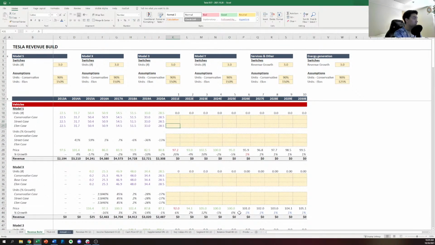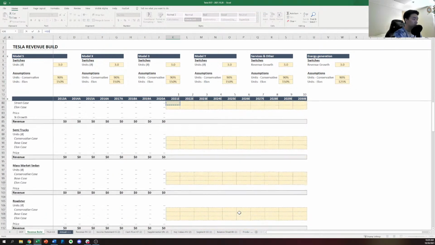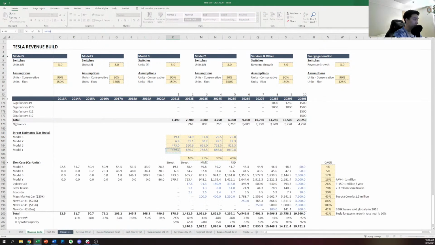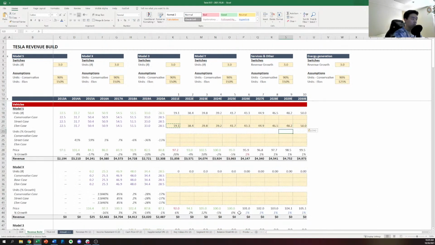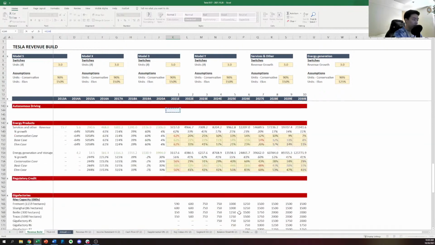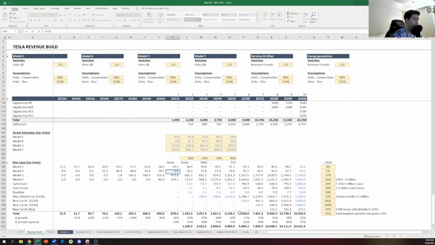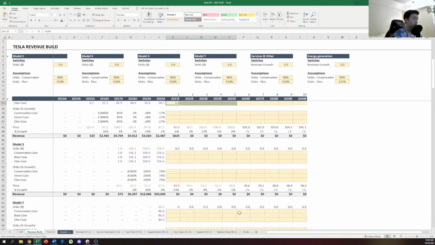And now it's time to link to our units. So for Model S, Elon case, it's here. And we have to make this purple. Purple means you're linking to something that's in your same sheet. And that's just what I used at JPM. It's not a you-must-do-this type rule.